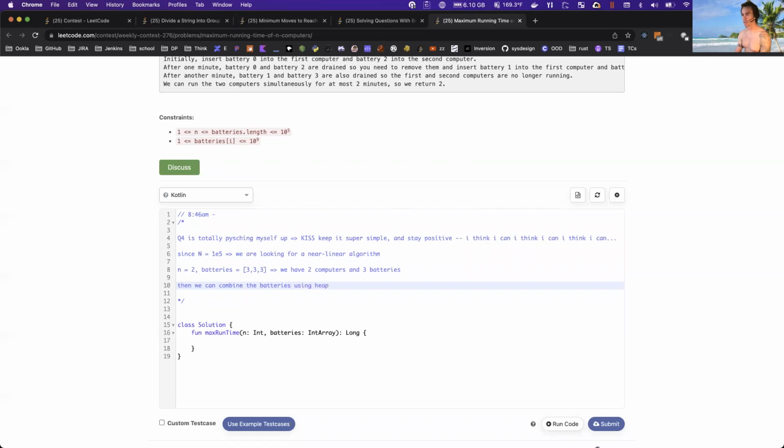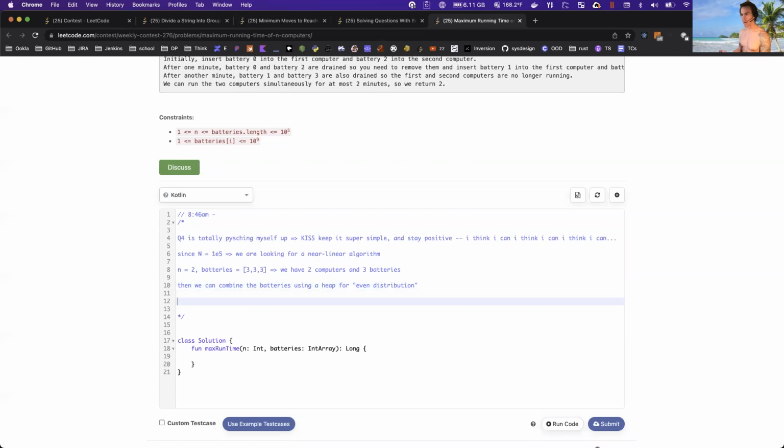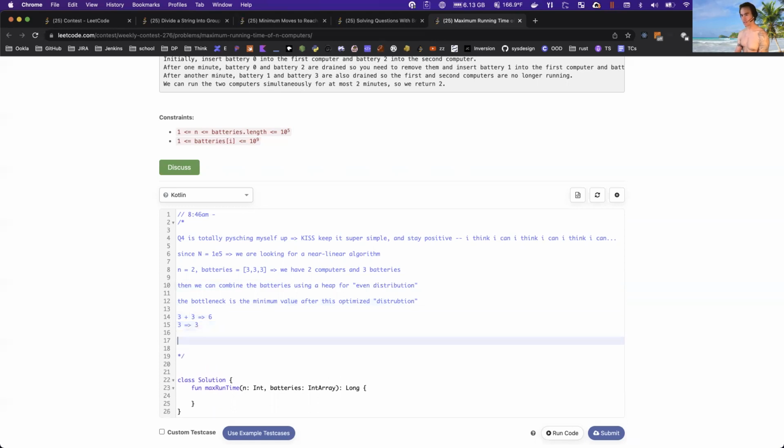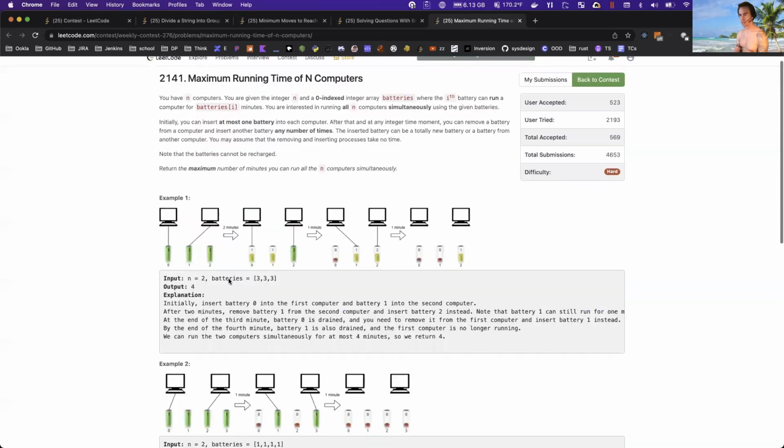Using a heap, I think, right? A heap for even distribution. And we want it as even as possible. We want the average over all of them to be the best possible, so the bottleneck is the minimum value after this distribution. Optimized distribution. So here we have 3 plus 3 is 6 for one computer, and then 3. Okay, so the smallest bucket is 3. So that's the limiting factor.